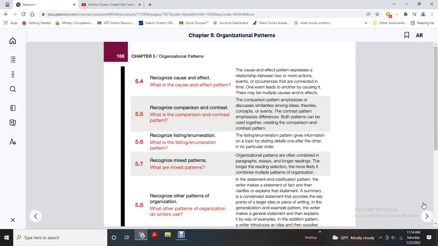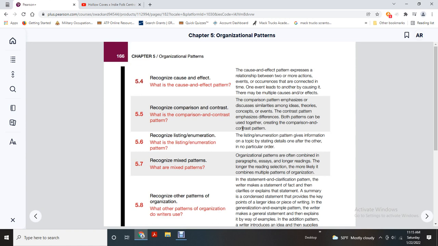5.5 Recognizing comparison and contrast. The comparison pattern emphasizes the similarities among ideas, theories, concepts, or events. The contrast pattern emphasizes the differences. Both patterns can be used together, creating a comparison and contrast pattern. 5.6 Recognizing listing and enumeration. What is listing and enumeration? The listing and enumeration pattern gives a topic statement with details one after the other in no particular order.